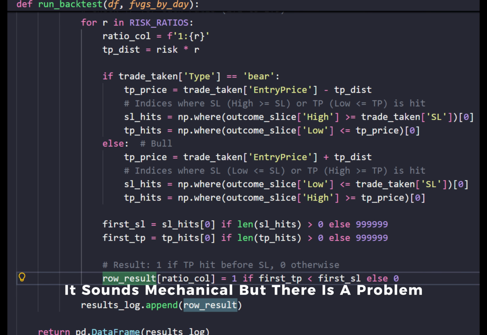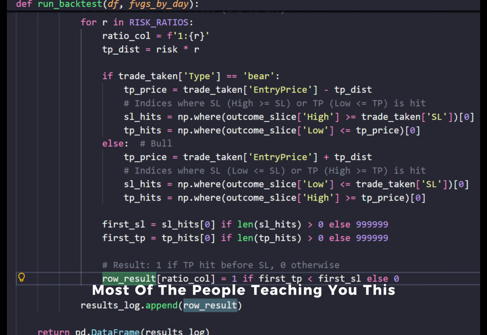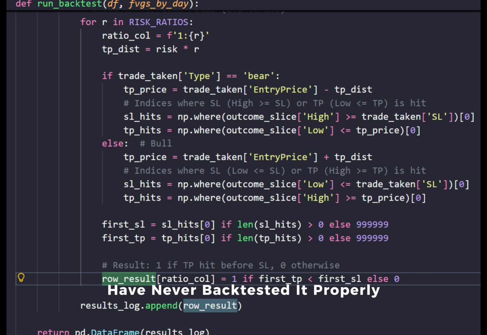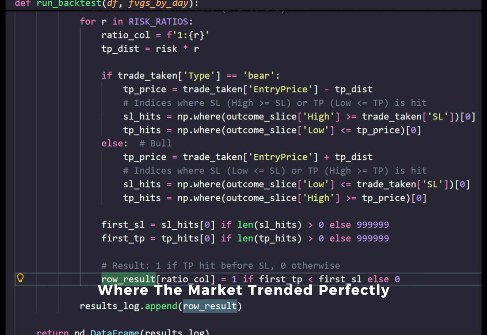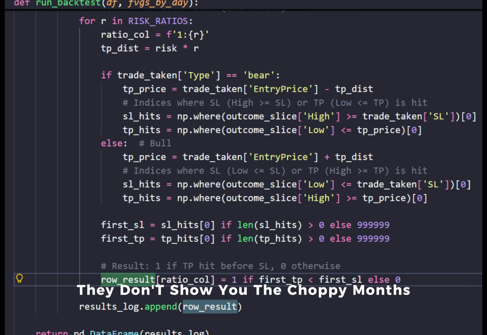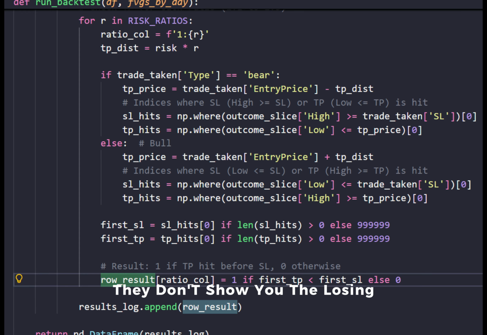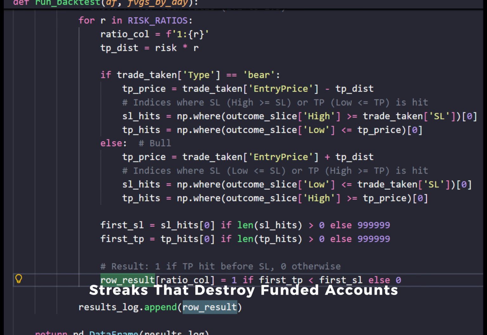But there is a problem. Most of the people teaching you this have never back-tested it properly. They show you a few hand-picked examples from last week where the market trended perfectly. They don't show you the choppy months. They don't show you the losing streaks that destroy funded accounts.